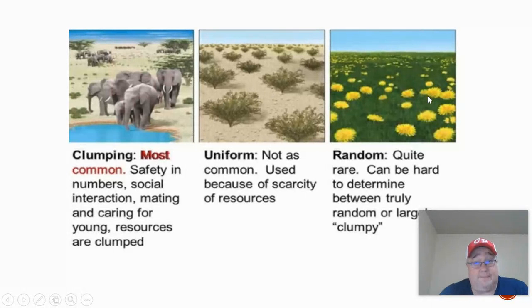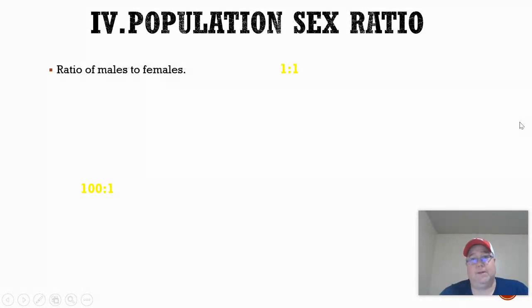Then we have random. This happens with some plants as well, like dandelions, for example. It's kind of like grow anywhere. There's not really any rhyme or reason to how they're distributed, but that's just another type of distribution. I would say clumping is probably the most common type, especially amongst animals.